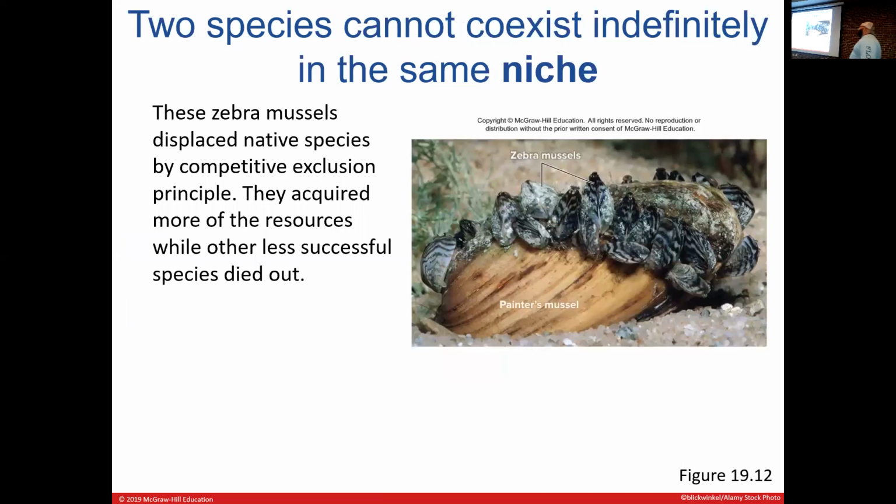Now, ultimately, two species cannot coexist indefinitely in the same exact niche without change in that niche itself. The zebra mussels have displaced a lot of native species through the competitive exclusion principle. In other words, they're so much better at outcompeting the native species that they're completely excluding them out of that habitat now. As a result, it's because they've acquired more resources while the other less successful species have died out. And ultimately, what was once a thriving community of like 30 different kinds of mussel species is now just all taken over by these stupid trash things.